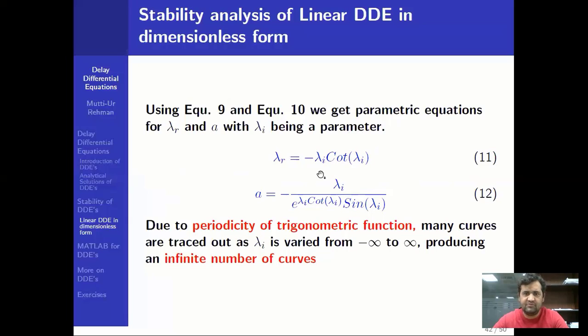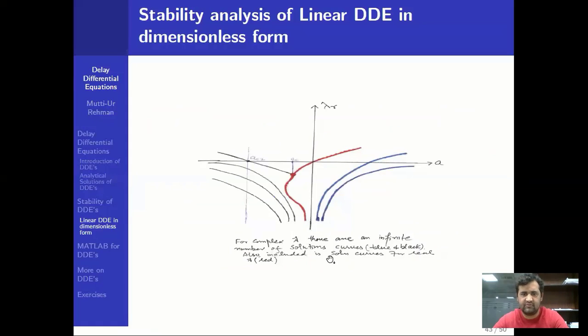And then you will see that the trigonometric functions like sine and cot appear in the picture. Because of the periodicity of these trigonometric functions, many curves are traced out. As this varies from -infinity to +infinity, this will produce an infinite number of curves.